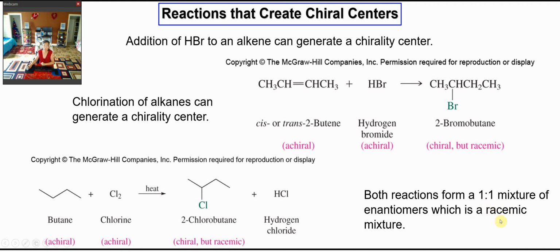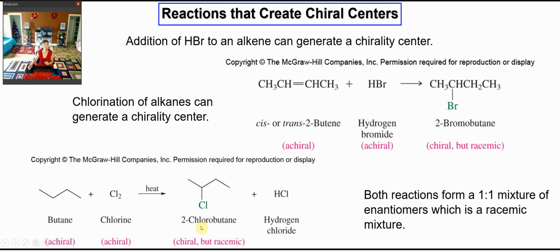racemic mixture, meaning if you have an optical property, both molecules are going to polarize the light. The polarization will be cancelled out. Similarly, if you have chlorine reacted with butane, you subject it to the substitution reaction.